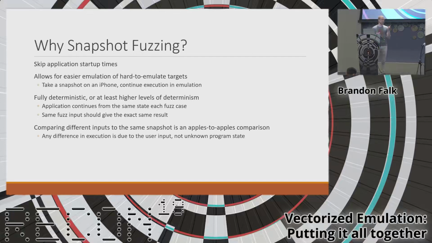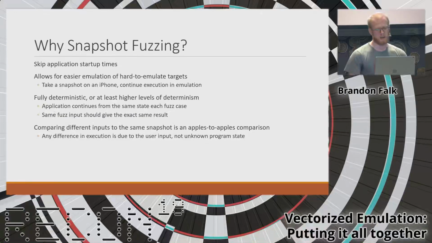First of all, you get to skip the application startup times. When you're looking at a program like Word, something like Office, where it takes, I don't know, 10 seconds for it to actually open up, it wouldn't be very reasonable to create a docx file, click on that file, and then wait 10 seconds every fuzz case. What you could do is take a snapshot right before that input is used, and you get to reset to right before the input is used, and you skip all the splash screen and all the fancy rendering stuff.